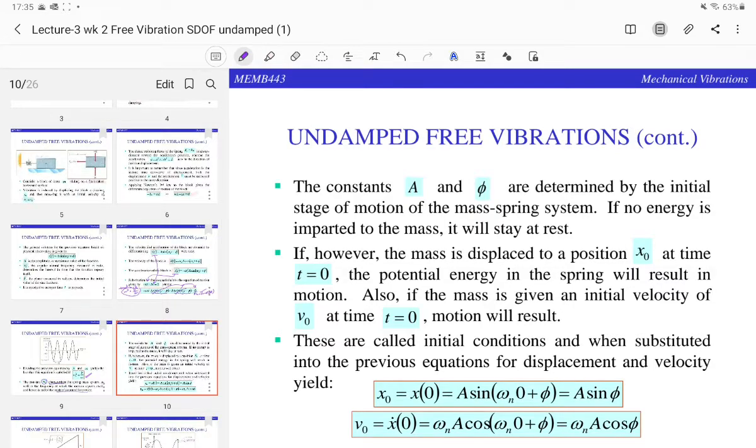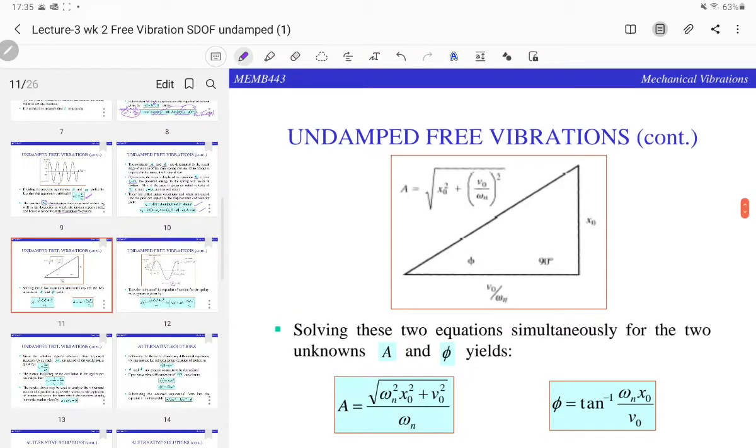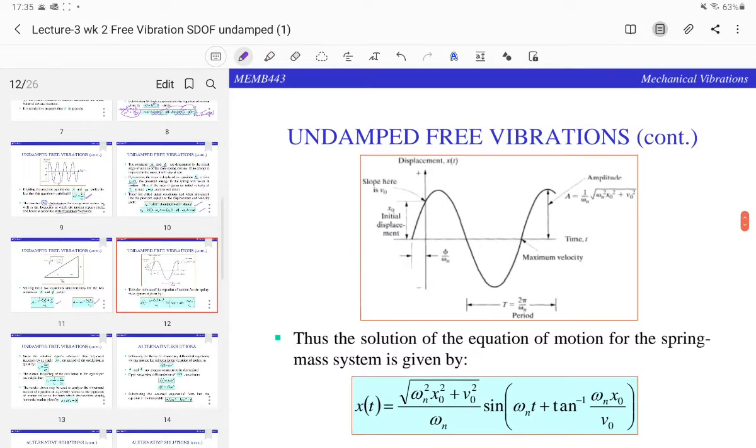So there are ways of finding the constants A and phi if you have initial values at t equals 0. If you have the values of x naught and v naught, you can substitute into the equations to get those values. There is a relationship between this A and the initial values that you can calculate, and it is given by these two equations. You don't have to memorize this in your list of equations. We normally give it to you.